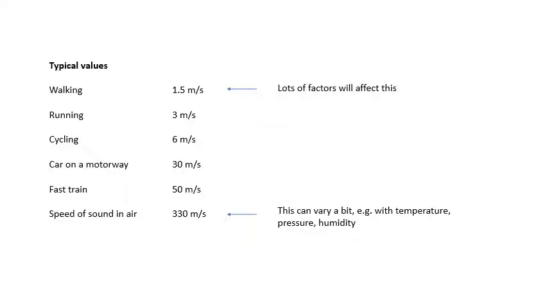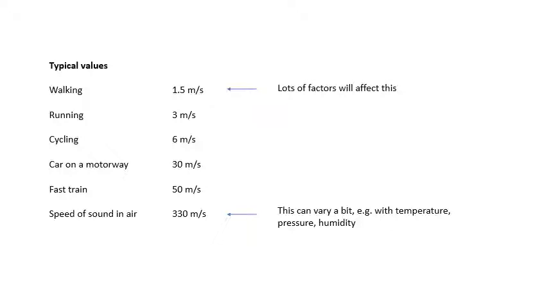This is a list which you should learn. You might be asked it in an exam. Typical values for walking, 1.5 meters per second. Obviously that's going to depend on an awful lot of things which I'm not going to talk about because I think they're obvious. Running is about 3 meters per second unless you're Usain Bolt. Cycling about 6. Car on a motorway is about 30 meters per second, maybe 35. A fast train about 50.